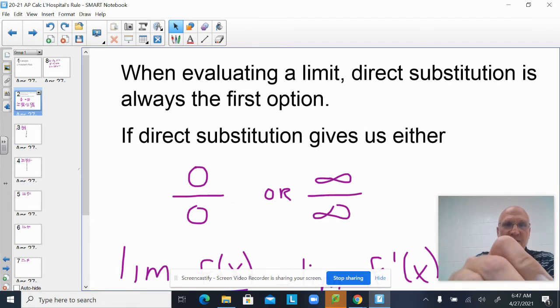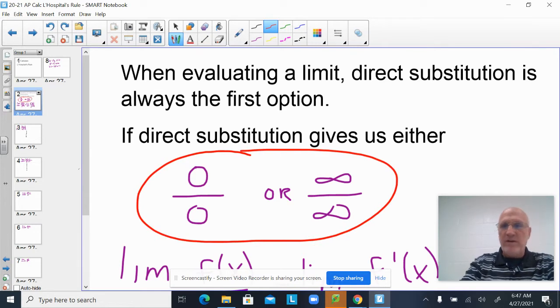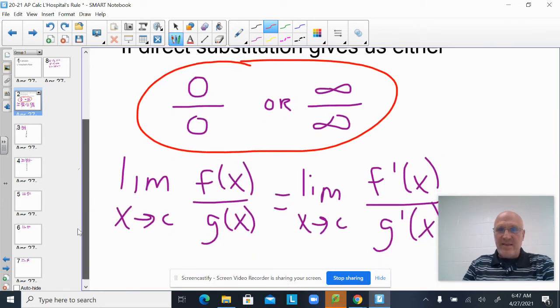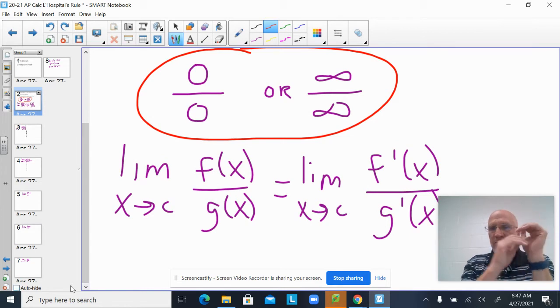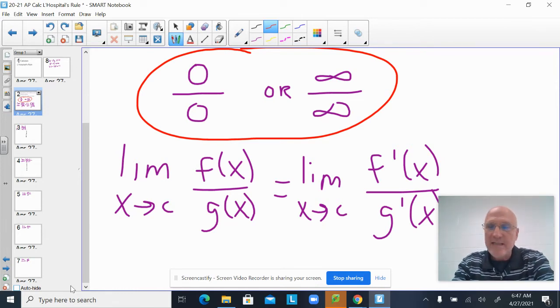And it says this. It says if direct substitution leads to either 0 over 0 or infinity over infinity, those are called indeterminate forms, which doesn't matter much, that name. But if direct substitution leads to either of those, then it turns out we can use L'Hopital's rule. L'Hopital's rule says this. It says the limit of f of x over g of x, if I have a fraction, one function over another, equals the limit as x approaches c of f prime of x over g prime of x. So that means you can literally take the derivative of the top and the derivative of the bottom and then use direct substitution.